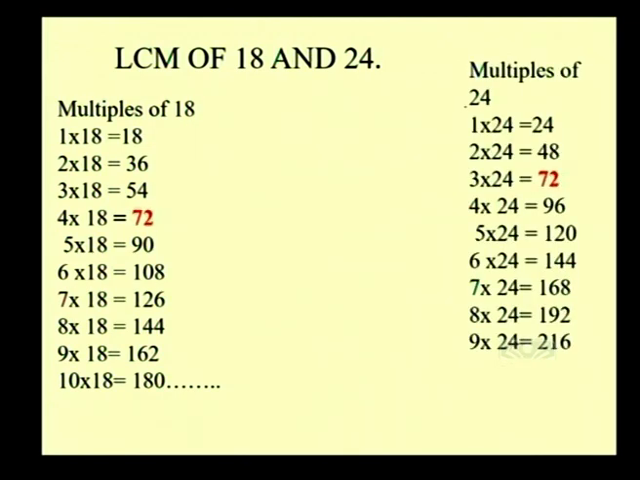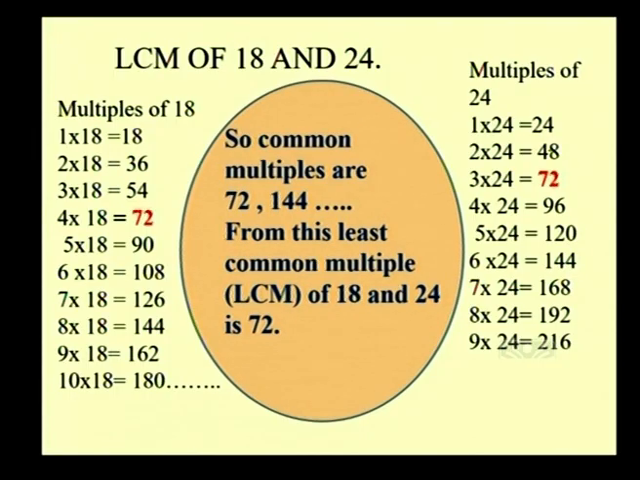And after that, we are observing multiples of 24. So, 24 ones are 24, 24 twos are 48, and 72, 96, 120, 144, 168, 216. When 24 is multiplied with some other numbers, we are getting 24 multiples. Then common multiples: you observe common multiples from both 18 and 24 multiples. So, here 72 is a common multiple and 144 is also a common multiple, right. So, 72 is the least common multiple.